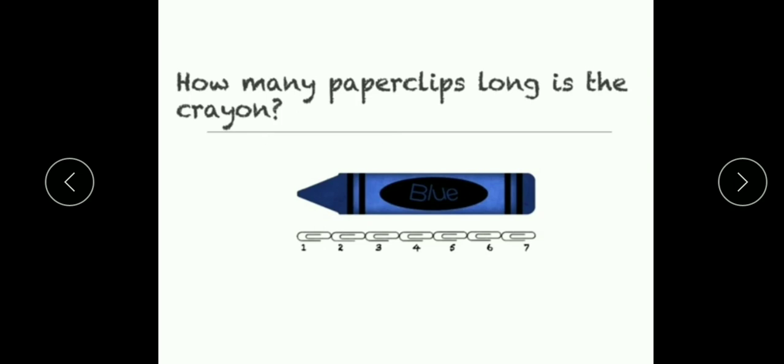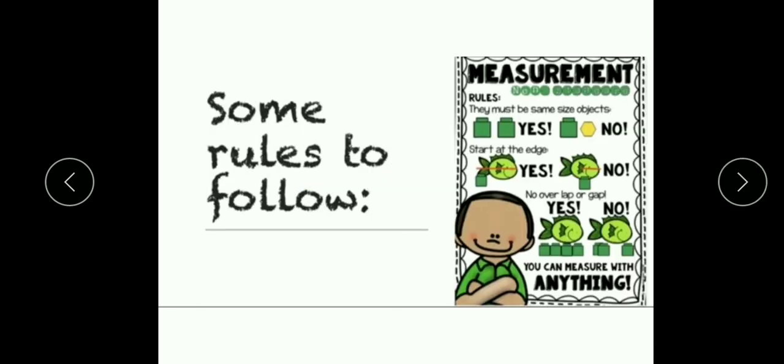So now children, there are some rules to follow when you are using non-standard units of measurement, and these rules are very important. First is, the objects that you are using must be of the same size. Second is, always start at the edge and not in the middle, and make sure that there is no overlapping or no gaps. These are very important rules to remember.